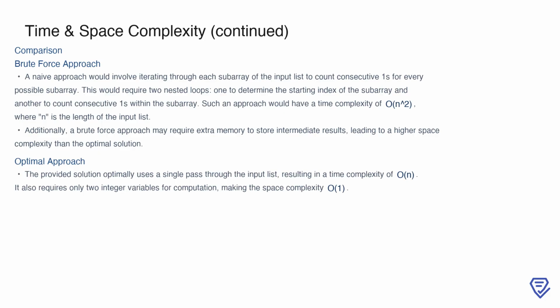solution. Additionally, brute force might require extra memory to store intermediate results, leading to higher space complexity. In contrast, our optimal approach uses a single pass through the list and only two integer variables, achieving O(n) time complexity and O(1) space complexity.